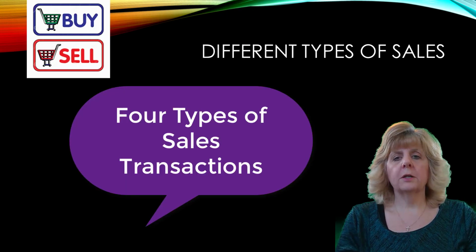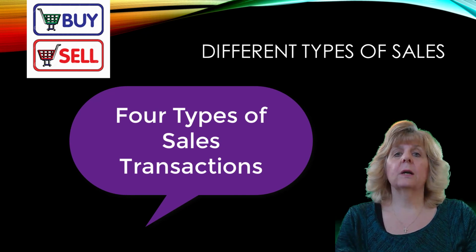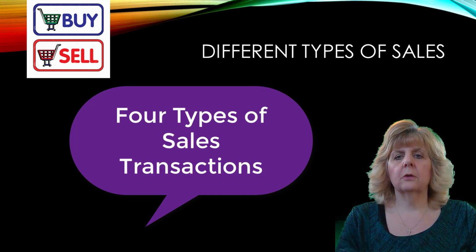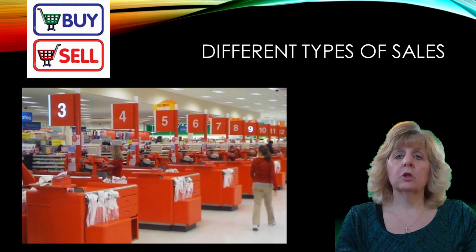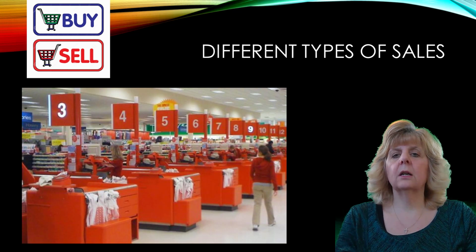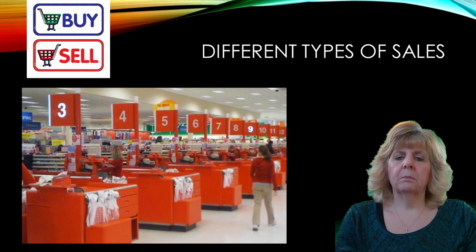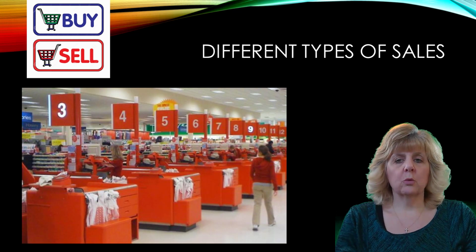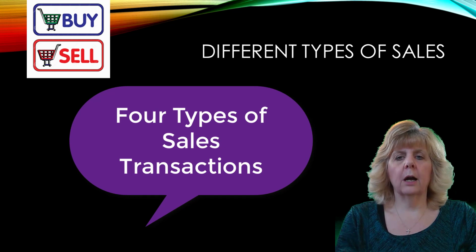There are 4 different types of sales transactions that any of these retailers or merchandisers would have. Picture yourself in one of the retailers that you see on the way home, and picture yourself just watching customers walk out of the store. The cash register would have rung up any one of these 4 different types of sales.